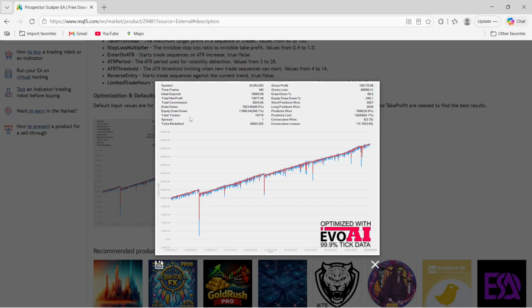Alright, so the total trades taken were 19,715. The drawdown was 60.5%. Alright, so there we have it.